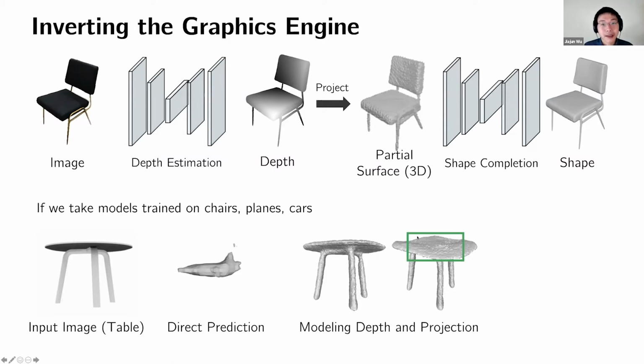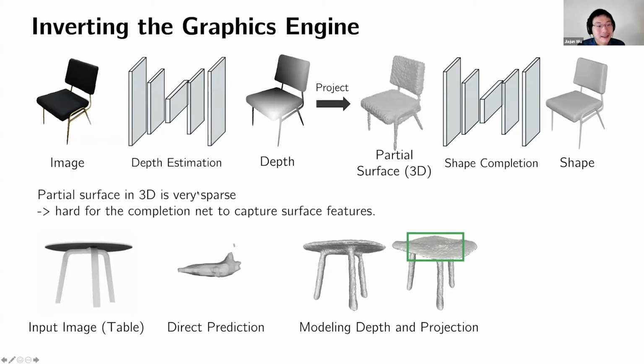Okay, but if you look at the top of the table, you see there's all this roughness going on. The bumpy surface is not what we want, because we have a pretty strong prior from the input that the top of the table should be quite smooth. But why is this issue happening? This is because the partial surface, or visible surface, in 3D is really sparse, right? Because essentially, it's a 2D image projected into 3D. So its occupancy in the 3D space is really sparse.